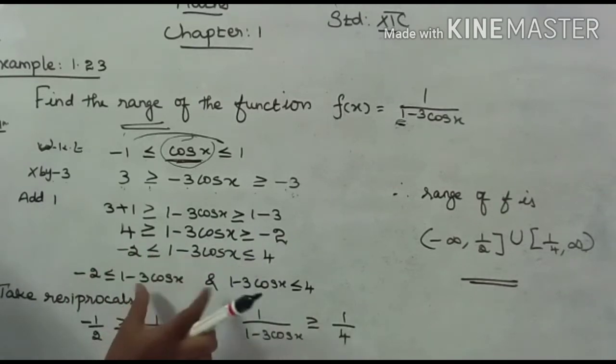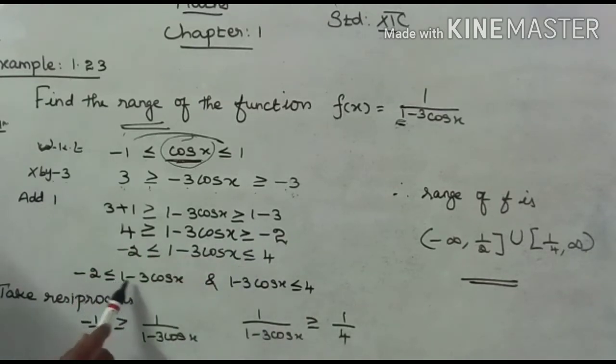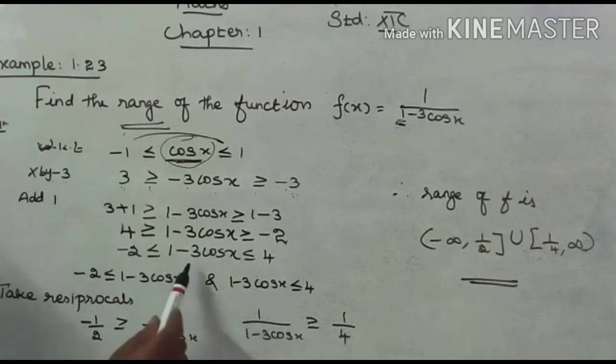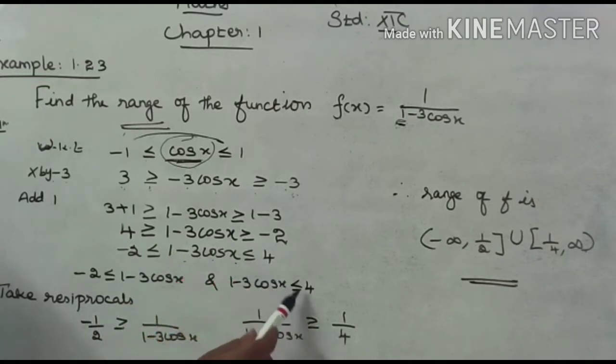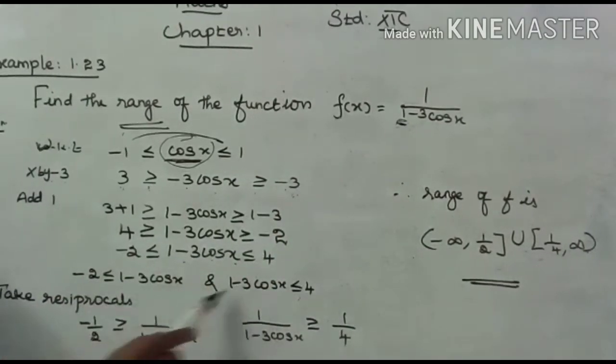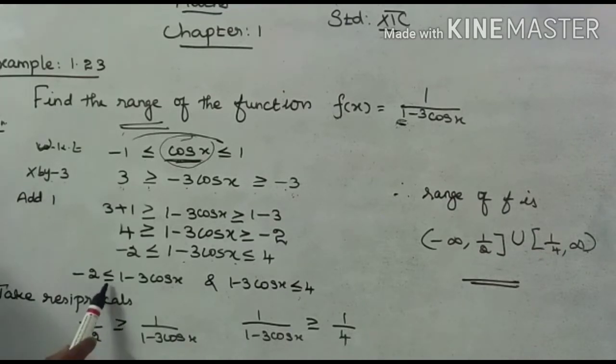Split this inequality into 2 parts: minus 2 less than or equal to 1 minus 3 cos x, and 1 minus 3 cos x less than or equal to 4. Here it is in fraction form, so we take the reciprocal of these inequalities. So minus 1 by 2. If we take the reciprocal, the smaller becomes the greater number and the greater becomes the smaller number. So for minus 1 by 2, the inequality also changes: greater than or equal to 1 by 1 minus 3 cos x.